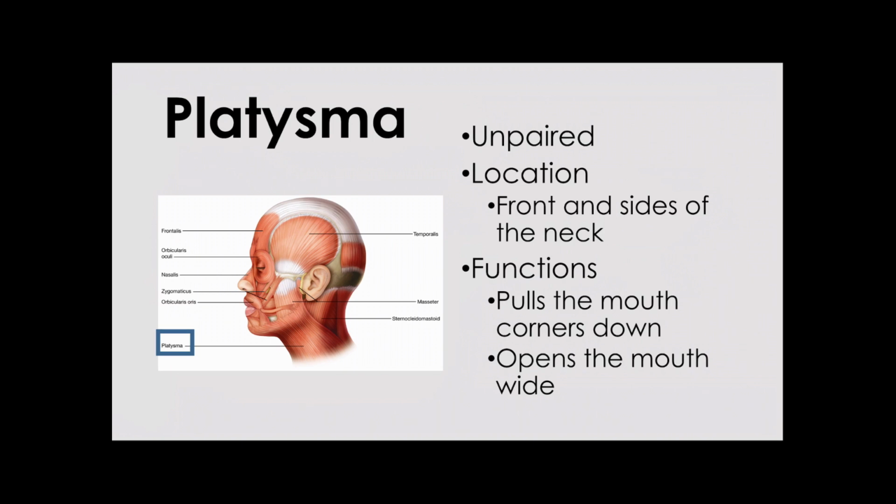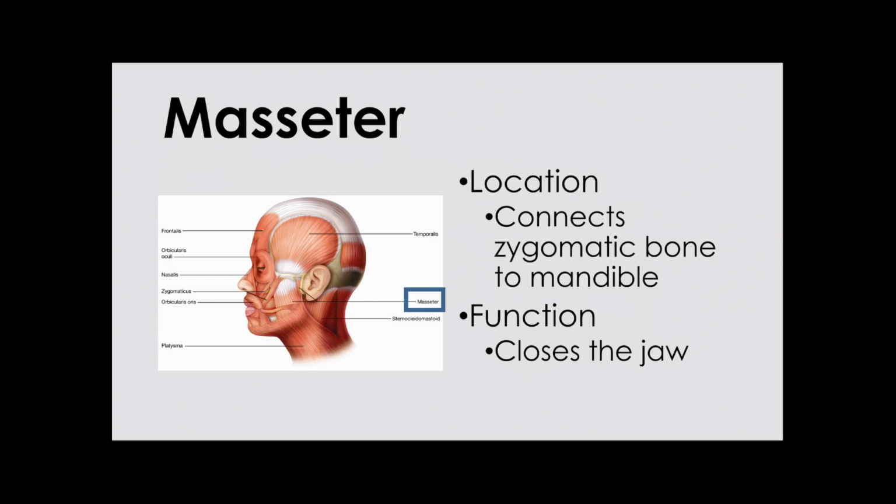And then you have your platysma. Remember, this is the other unpaired muscle. This is going to be on the front and sides of your neck. These can actually pull the corners of your mouth down. So if you do that motion, you can feel that muscle tense up in your neck. And it also helps you to open up your mouth very wide. So if you try doing that now, you can feel your neck and you can feel the platysma moving as well.